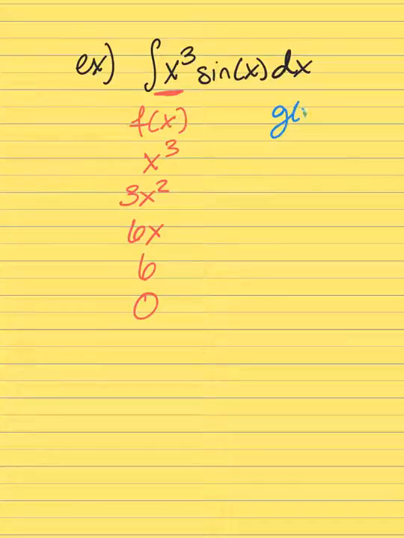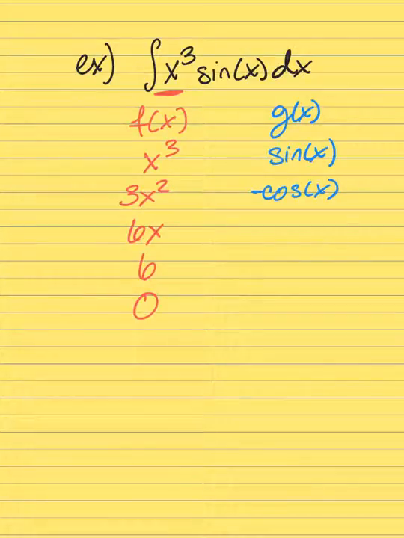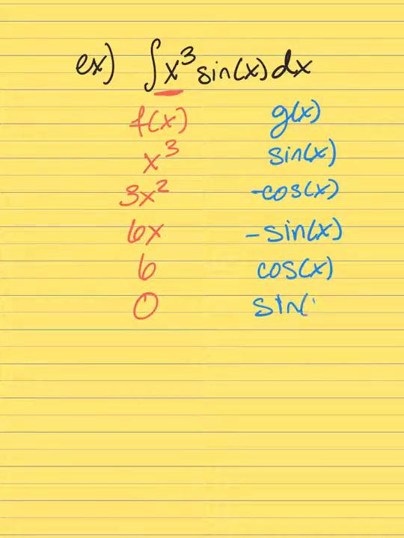Now I got to figure out my g of x. That's something I can take the antiderivative of over and over and over again. Well, sine of x, we can take the antiderivative of sine of x over and over again. Antiderivative of sine of x is negative cosine of x. Antiderivative of negative cosine of x is negative sine of x. Watch how I'm writing this. I'm matching it to the one across it. Antiderivative of negative sine of x is cosine of x. And the antiderivative of cosine of x is sine of x. And I stop when I match with the 0 one. It's making a table. That's why it's called tabular.